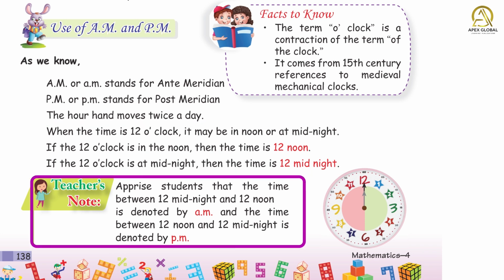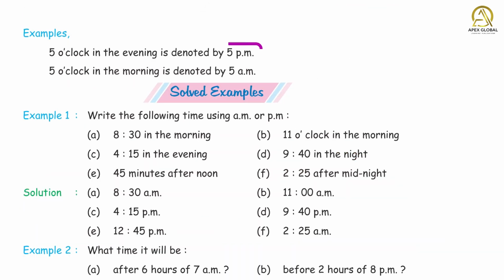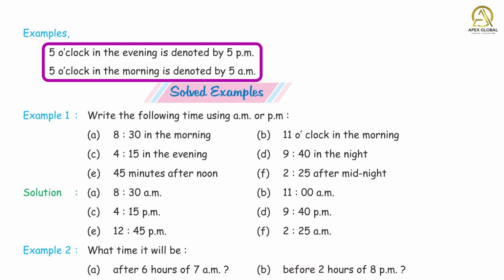Teacher's note: apprise students that the time between 12 midnight and 12 noon is denoted by AM, and the time between 12 noon and 12 midnight is denoted by PM. Example: 5 o'clock in the evening is denoted by 5 p.m. 5 o'clock in the morning is denoted by 5 a.m.